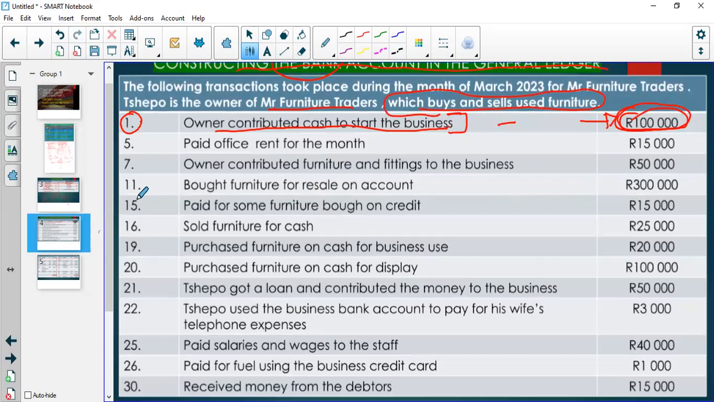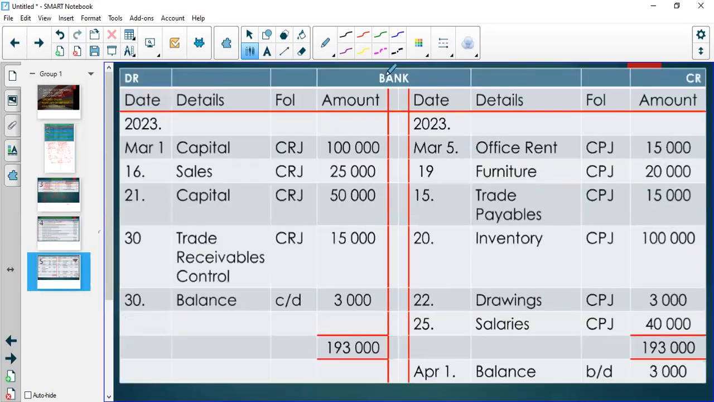On the 1st of March, right? So we open a bank account. So this is the debit side. This is the name of the general ledger account. This is the credit side. So here we want the date. Okay. Here we want the details. So the details is the other leg of the double entry. Right?